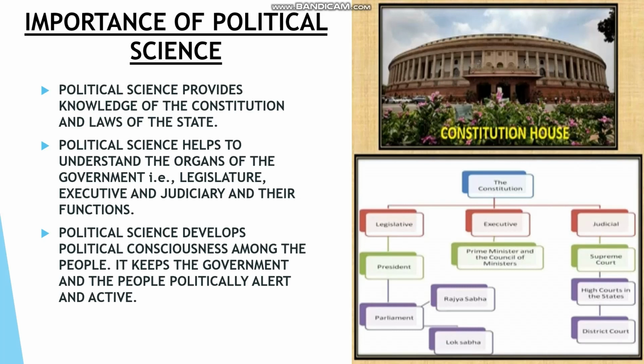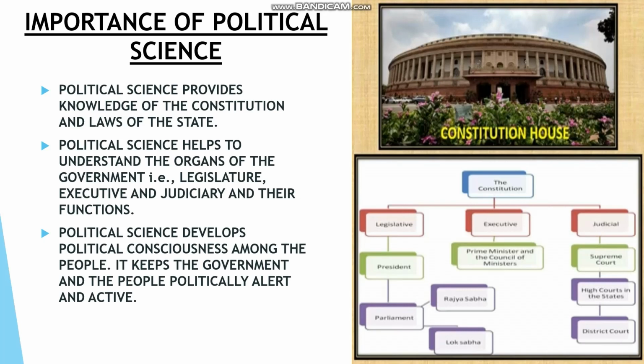Executive function is to implement the laws. And judiciary's function is to interpret and protect the law. And next point, political science develops political consciousness among the people. It keeps the government and the people politically alert and active.